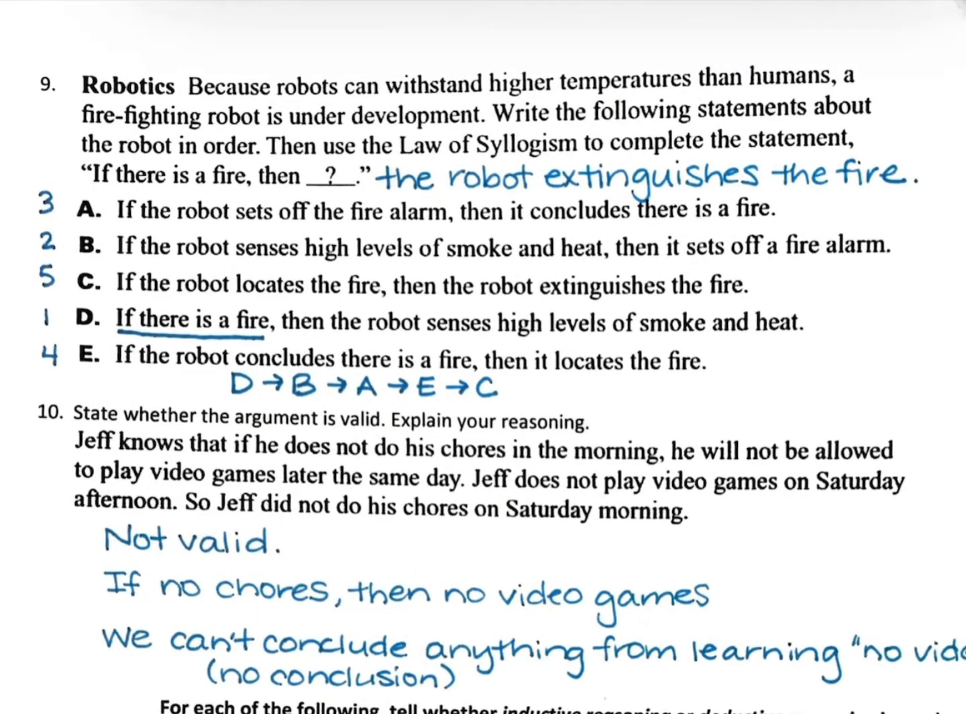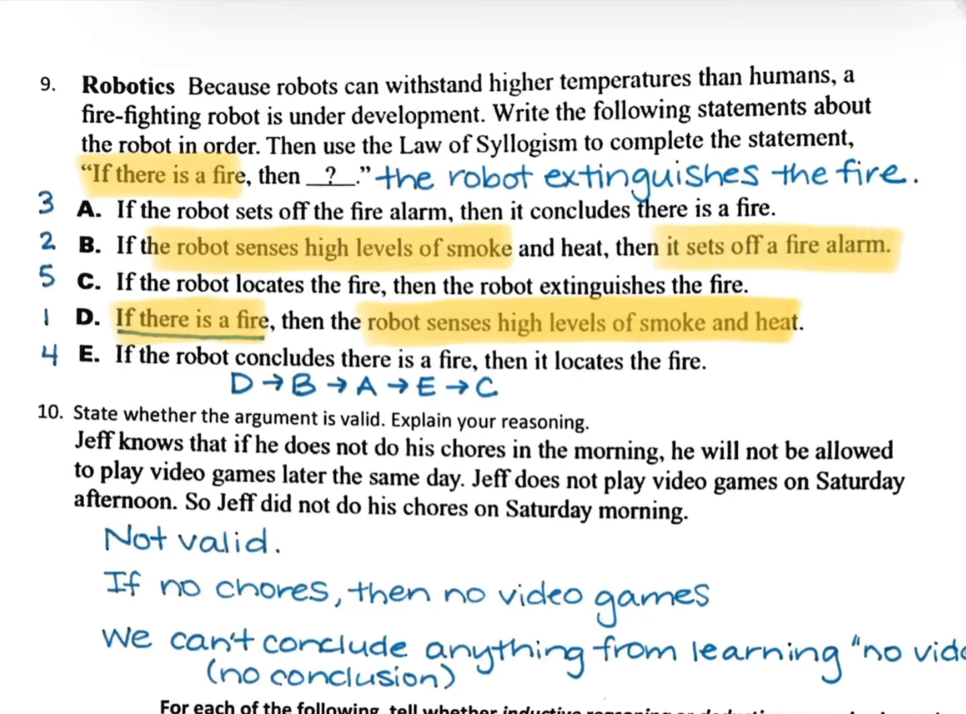Now number 9, we were supposed to try to find the chain reaction, kind of like the commercial from the video. So it starts with, if there's a fire. If there's a fire, then senses high levels of smoke and heat. If high levels of smoke and heat, then sets off the fire alarm. If sets off the fire alarm, then concludes there's a fire. If concludes there's a fire, then locates the fire. If locates the fire, then extinguishes the fire.